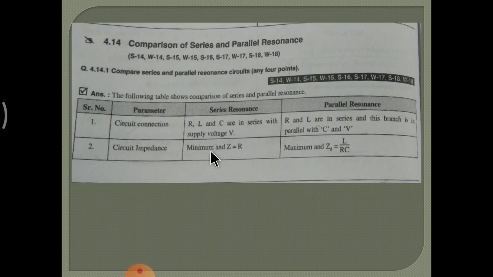Then circuit impedance. In series resonance, circuit impedance is minimum and Z is equal to R only. And in parallel resonance, maximum impedance is there, we call that dynamic impedance ZD, and the formula is L upon RC. That is circuit connection and circuit impedance.